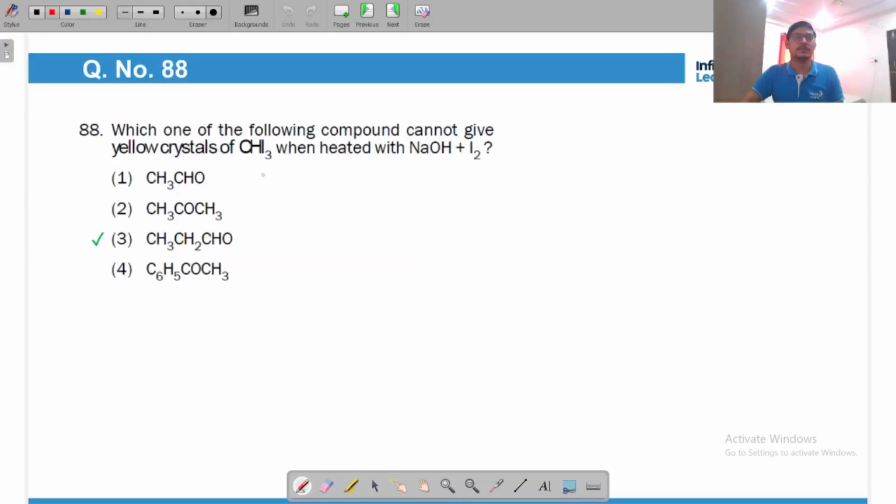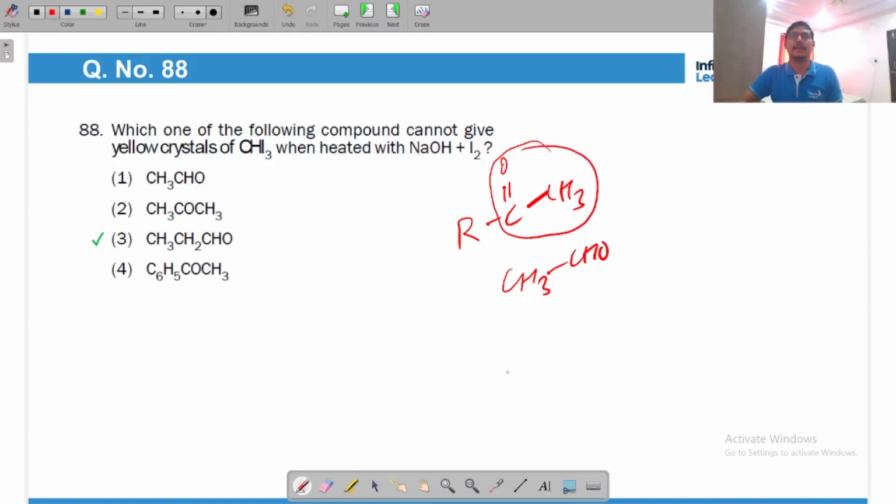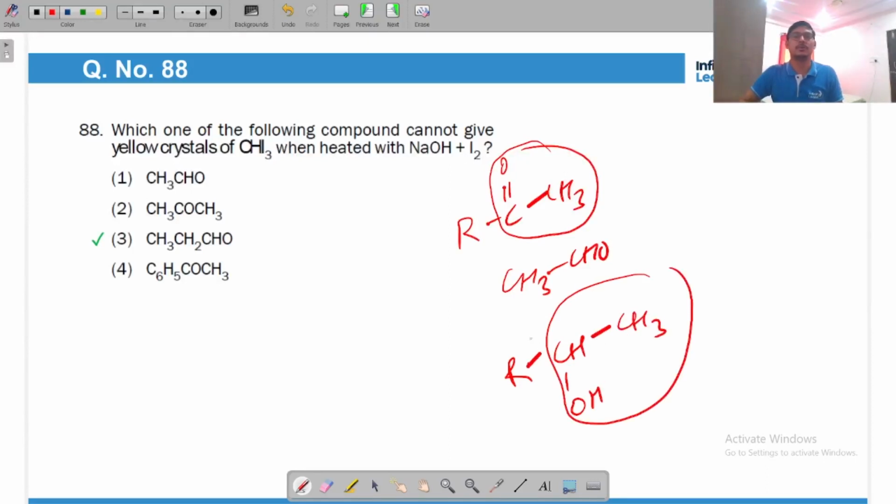Yellow crystals of CHI3 are given by methyl ketones, guys, or acetaldehyde also gives this test because it also has this functionality. And then all secondary alcohols like this, they also respond to the iodoform test. But this is an aldehyde. The only aldehyde that gives the iodoform test is acetaldehyde, right? So of course this will be the correct answer. This won't give yellow crystals of CHI3.